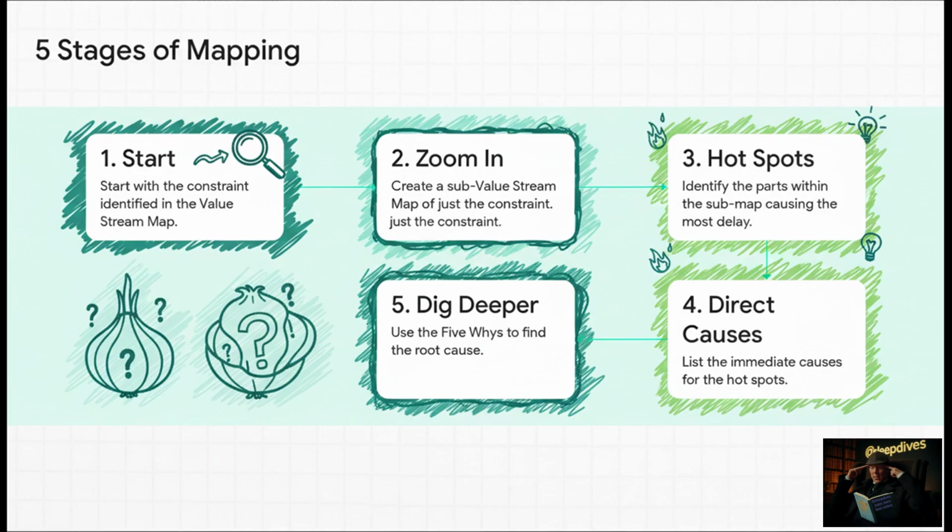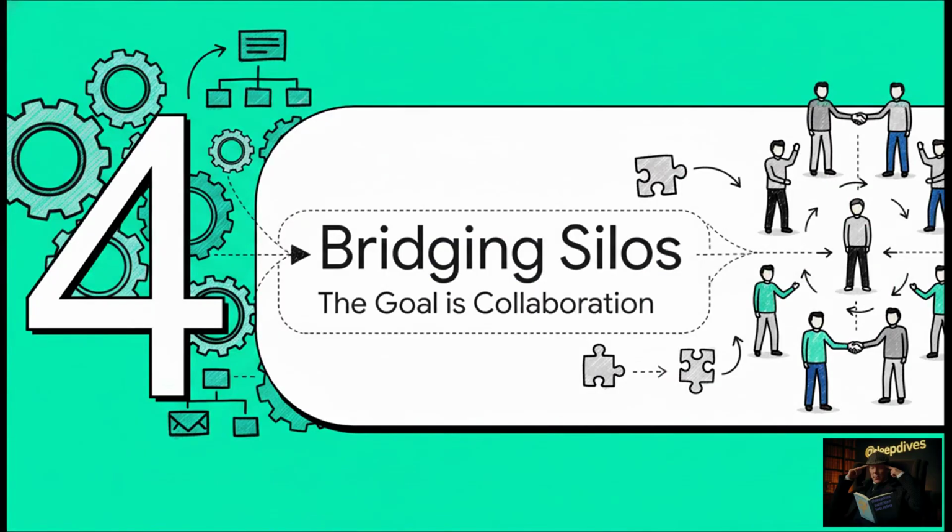And finally, number 5, you dig deeper, using a simple technique like the 5 whys to just keep asking why until you peel back all the layers and find the real root cause. It's a methodical hunt for the truth. But look, just mastering that 5-step process is only part of the story.